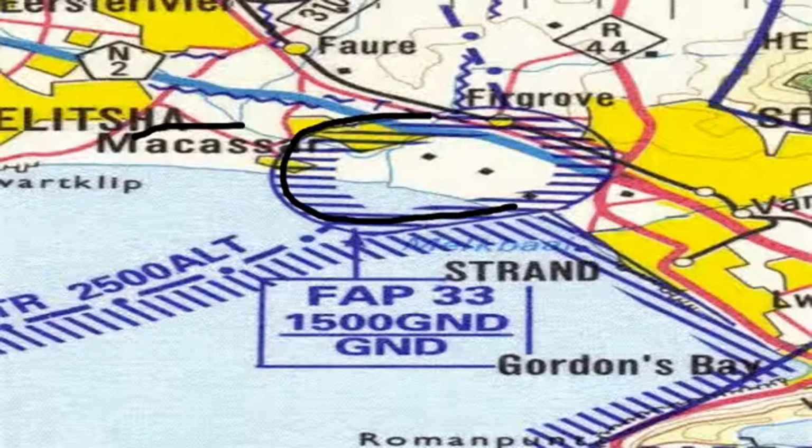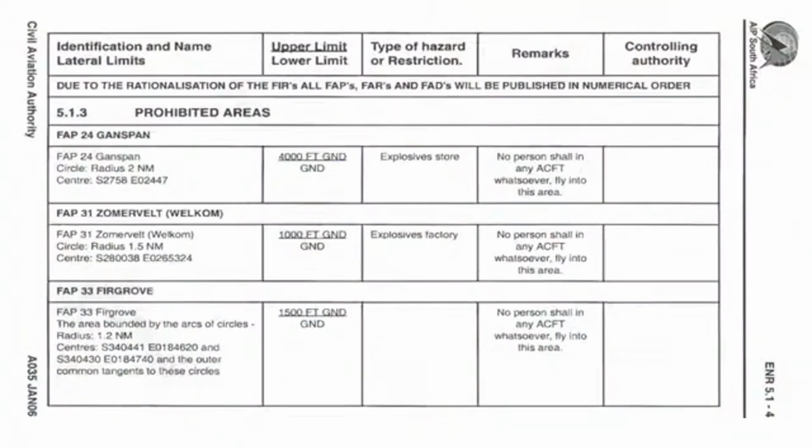If we go on to the next slide, it tells us a little bit about the FAP 33. So if we look down at the end, it says FAP 33 Fir Grove, and it specifies no person shall in any aircraft whatsoever fly into this area. So you have to avoid that area. If you're not sure where it is, get an aeronautical chart, ask people, speak to ATC, and identify with us. When you're planning your flight, it's way better to plan it on the ground and work your flight so that you're going to avoid these airspaces rather than getting airborne and then finding out that you actually have entered an airspace without permission.